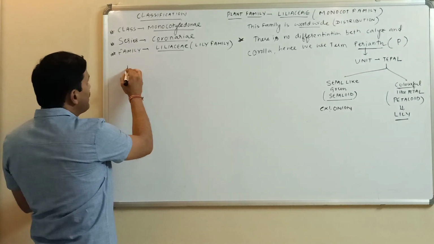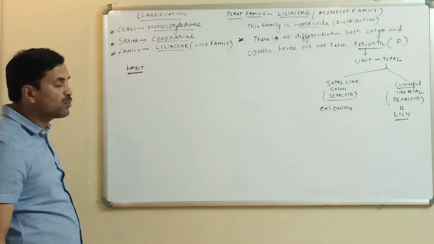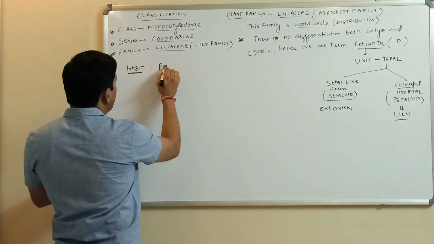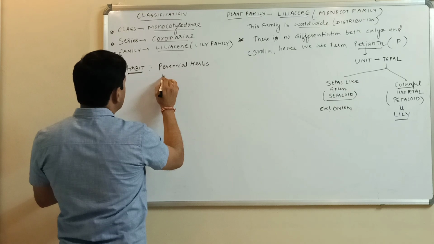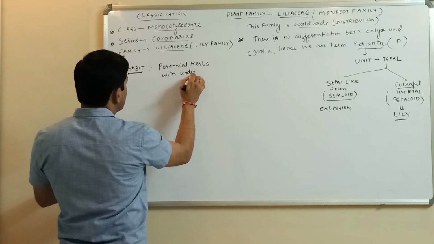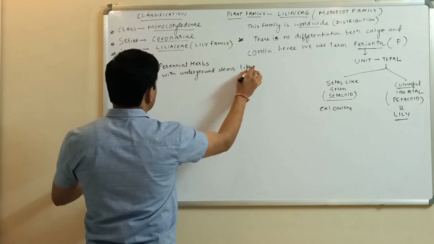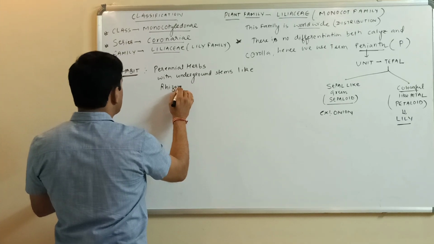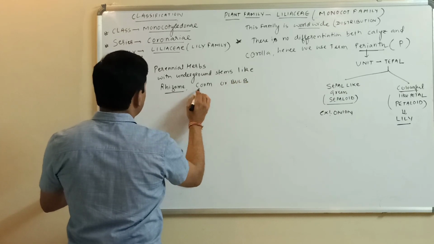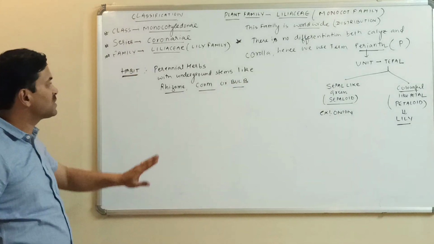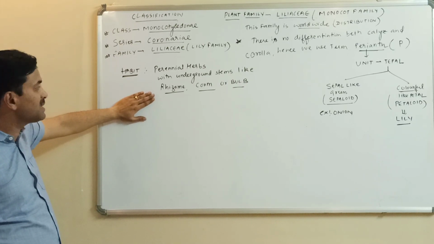Okay. Now whenever we are talking about some family, we must know about the habit of that family. So the members of this family are perennial herbs with underground stems. Generally they have underground stems like rhizome, corm or bulb. So they have underground stem. They also have aerial stems, but generally they have underground stem such as rhizome, corm or bulb. Means they are perennial herbs.